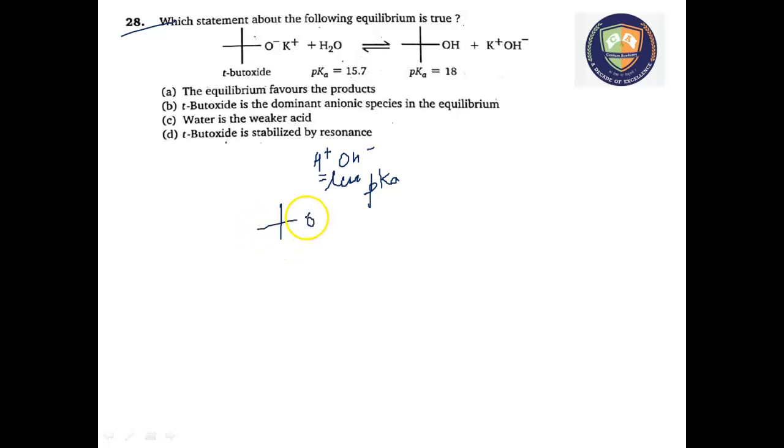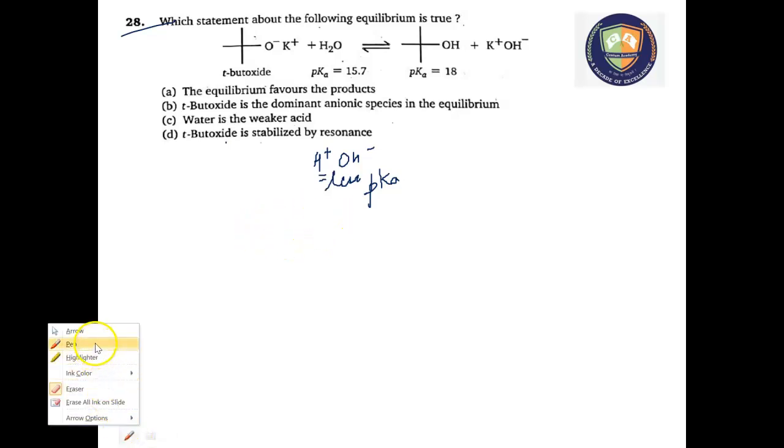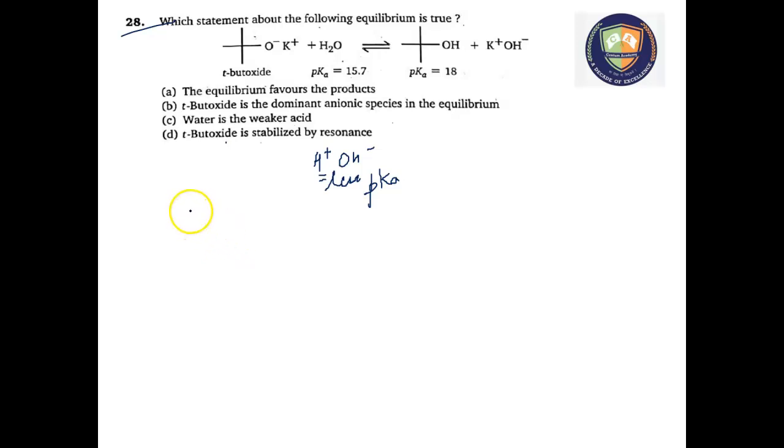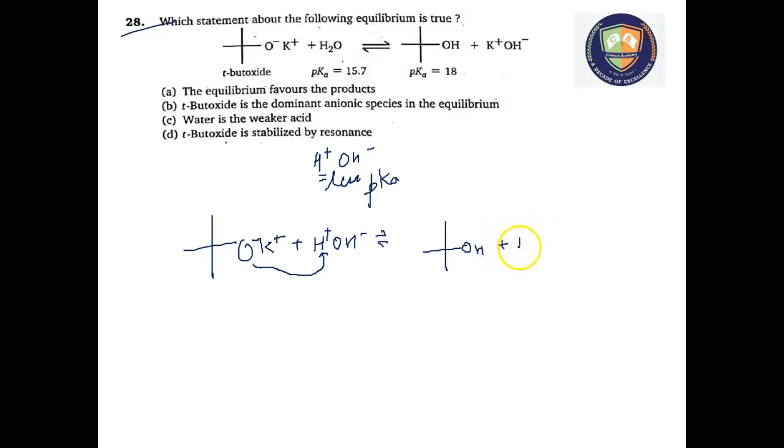If I write the reaction given in the question, the tertiary butoxide is reacting with water. Let us write water in this form, H and OH negative. The H plus will be accepted by the tertiary butoxide. After the acceptance, tertiary butanol is formed, and what is left is K plus and OH negative, potassium hydroxide.